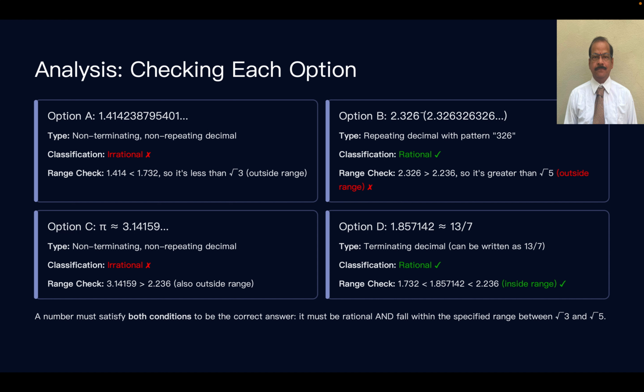A number must satisfy both conditions to be the correct answer. It must be rational and also fall within the specified range between root 3 and root 5. Hence, option D, the chosen one, is correct.